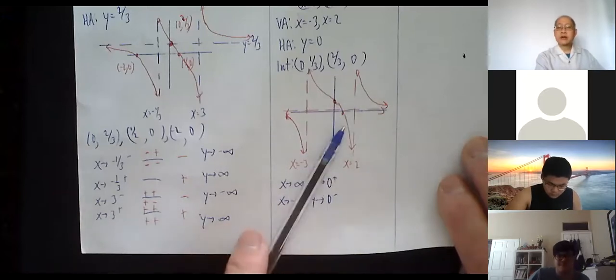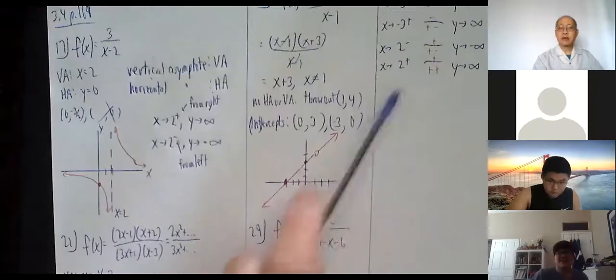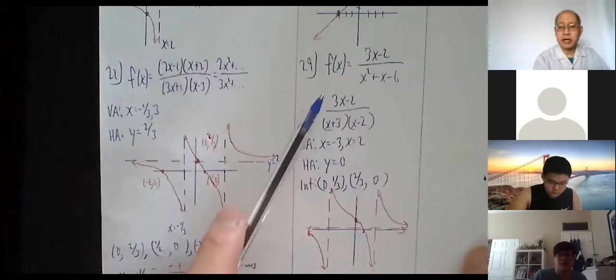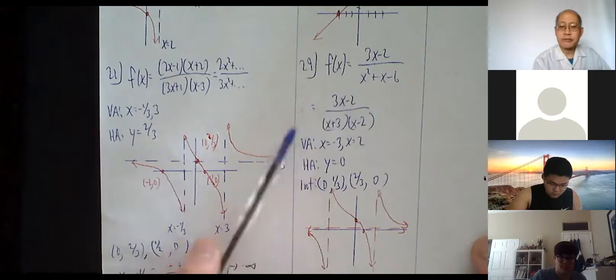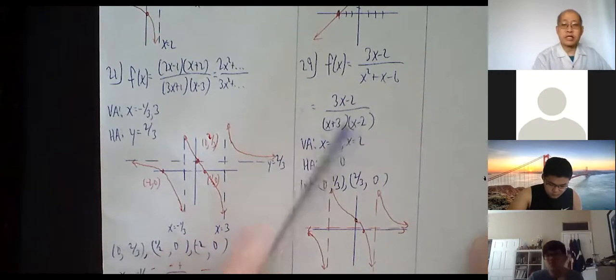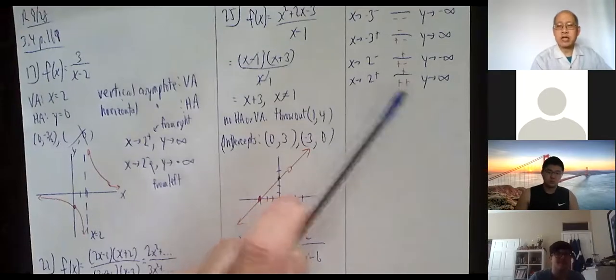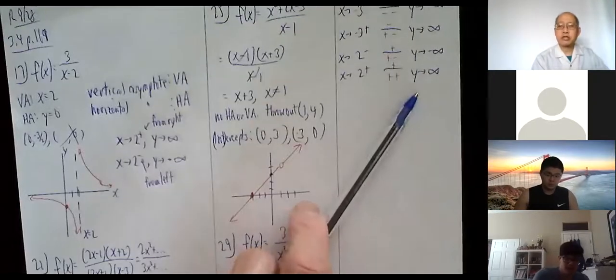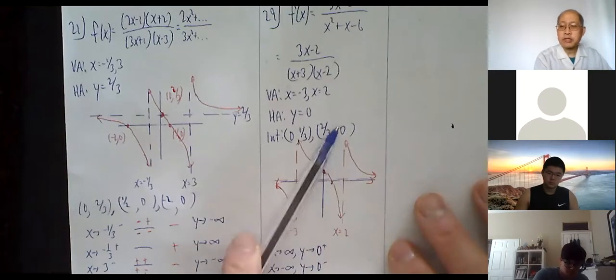And then a little bit to the right of 2, let's try 3. Everything's going to be positive. Plug in 3. 3 times 3 minus 2, that's positive. 3 plus 3 is positive. 3 minus 2 is positive. Everything's positive. So positive divided by positive times positive is positive, so y approaches positive infinity. Right? So a little bit to the right of 2, y approaches positive infinity.